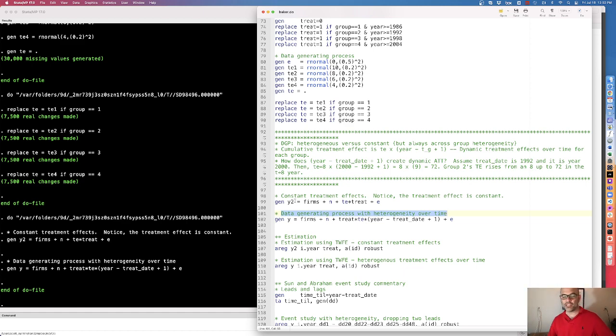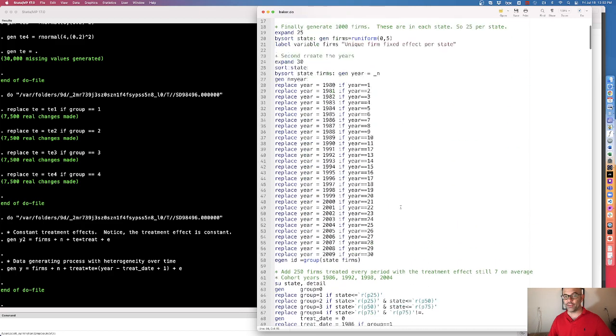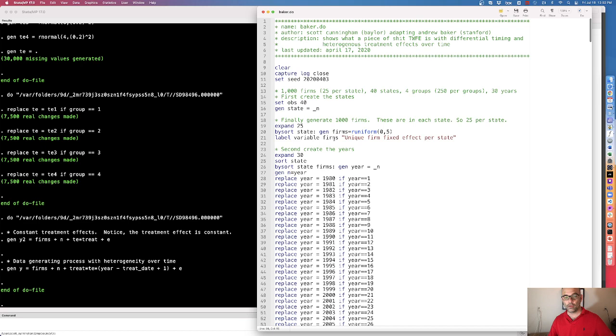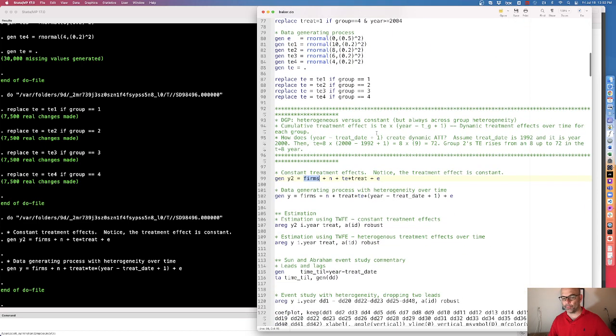Okay, so let's look at the constant treatment effects. Y2 is going to be a firm fixed effect. I had this firm fixed effect up here. It's just a number between 0 and 5, so it's real simple. It's not really doing a lot, but I've got this firm fixed effect, a linear trend, and then a treatment effect times a dummy. And the treatment effects are always positive.